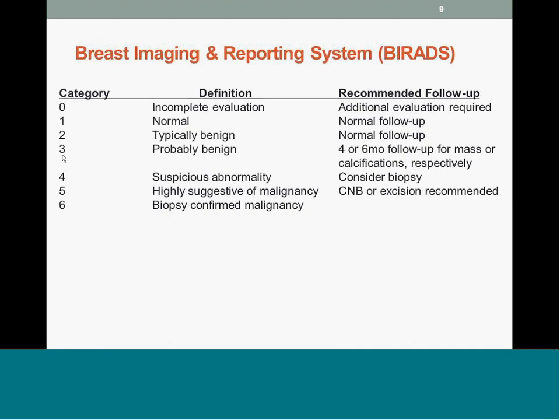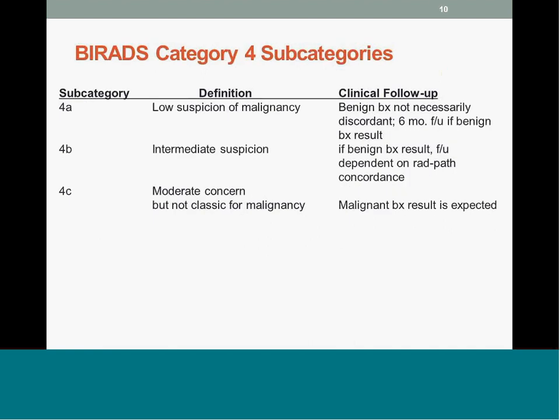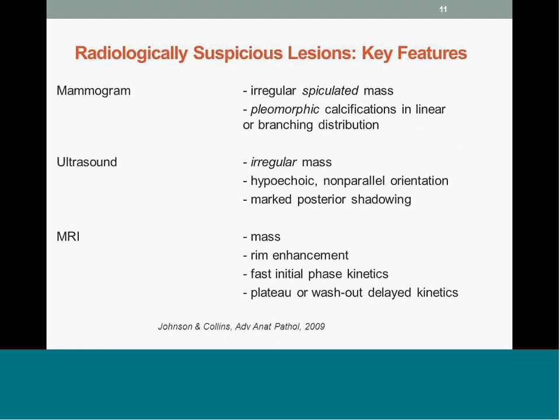It's important that you understand what this means if your report simply says BIRADS 4 or BIRADS 5. Sometimes the BIRADS 4 category is subcategorized into low, intermediate, or moderate, but this is of less importance than just understanding the overall general category.